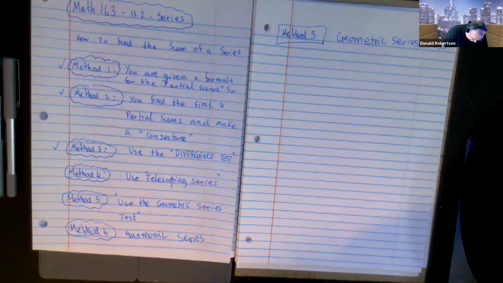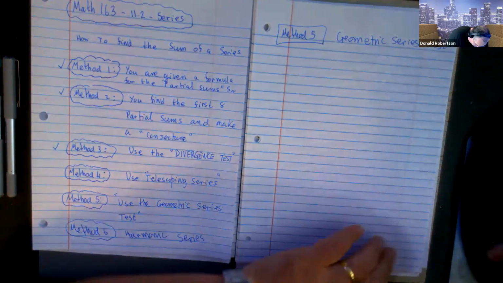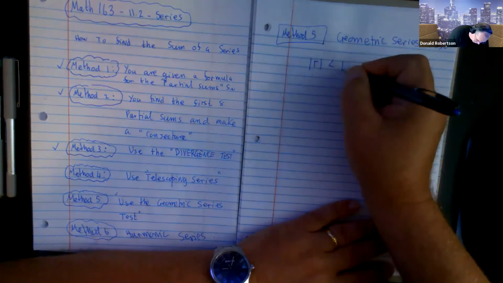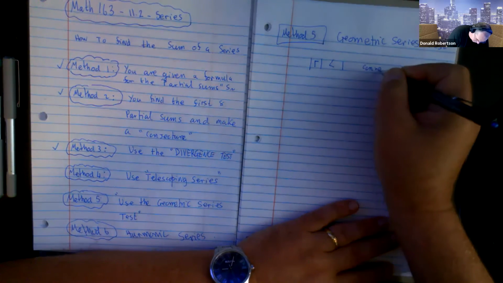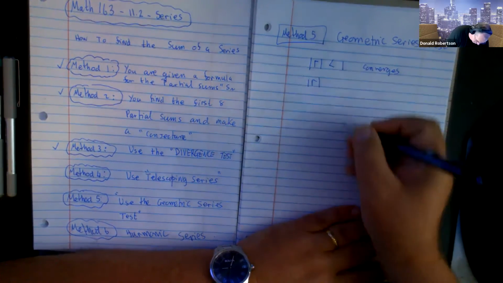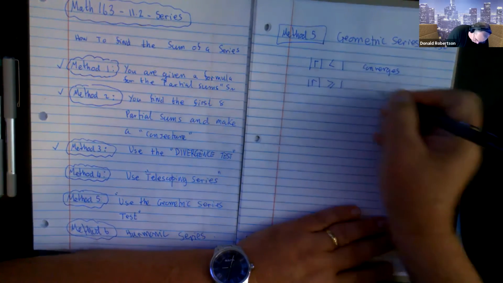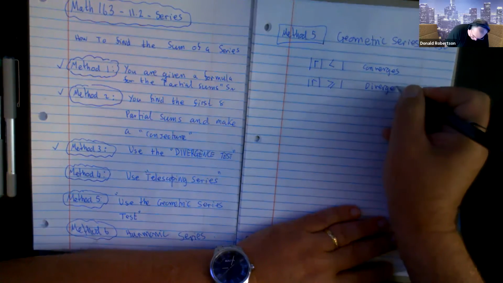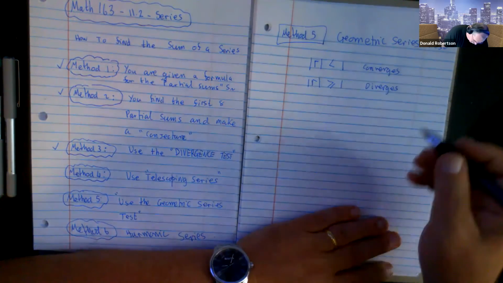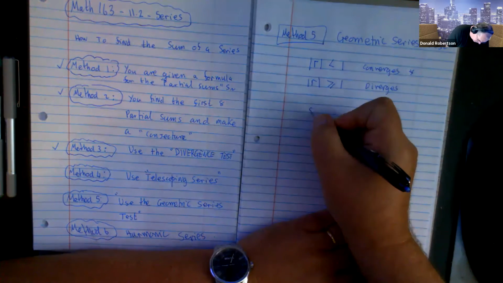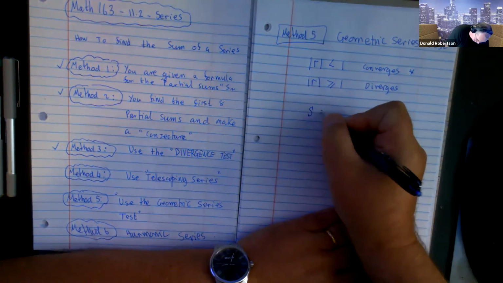And what it essentially says is that if the common ratio R, if the absolute value is less than 1, it converges. And if the absolute value of the common ratio is greater than or equal to 1, then it diverges. And not all the time, but there's a lot of questions that when it converges, you're being asked to find out what it converges to.